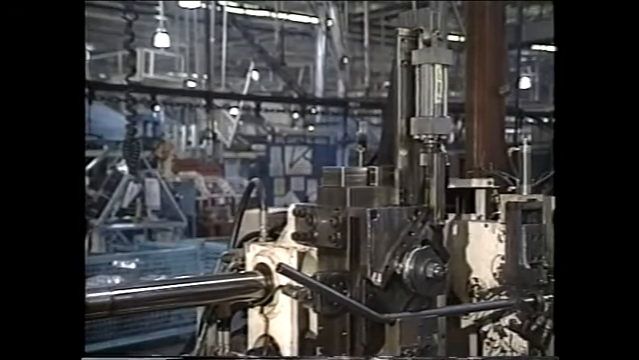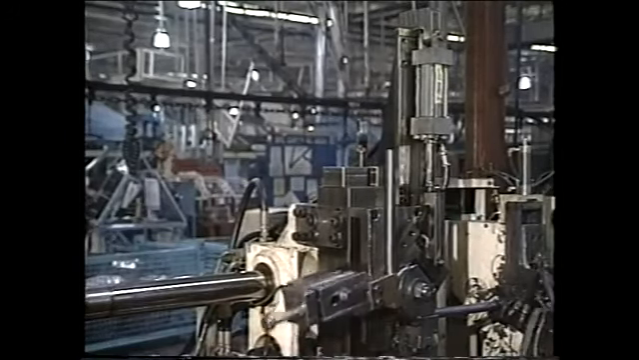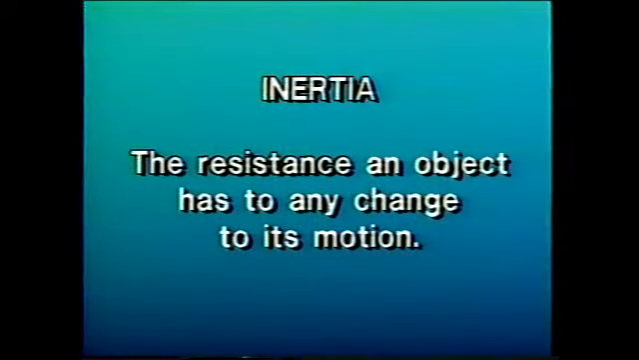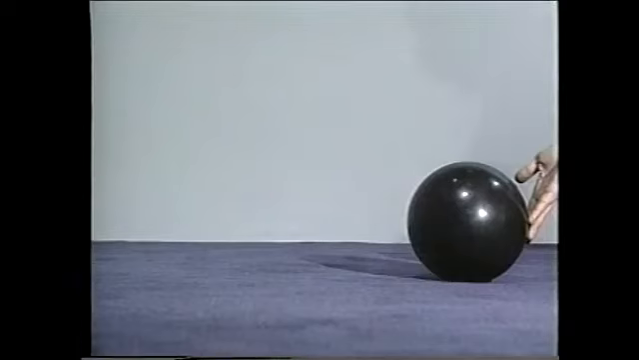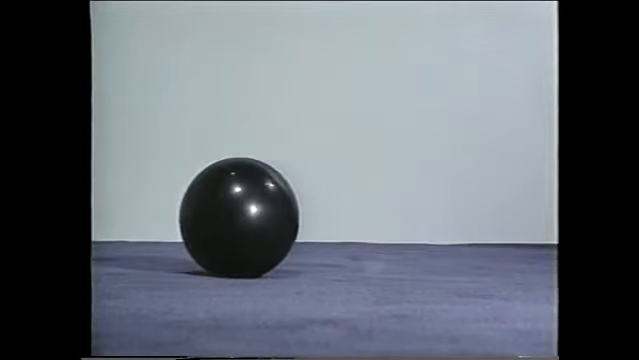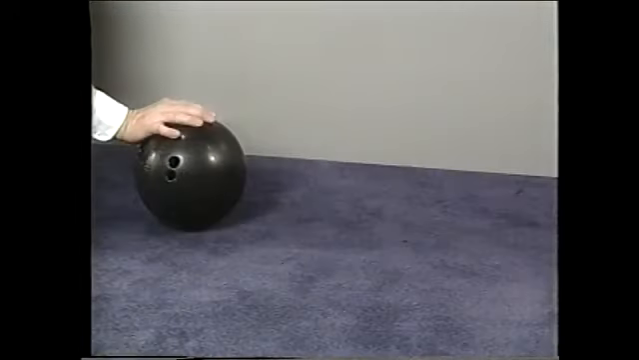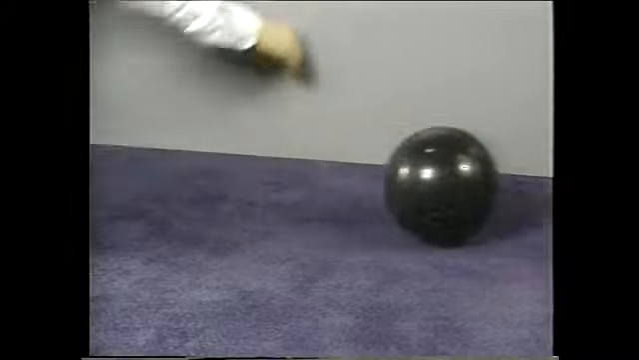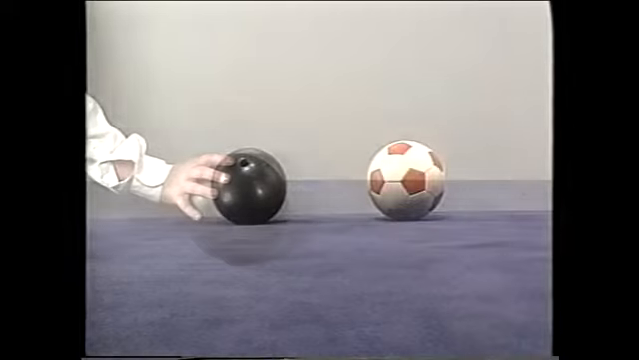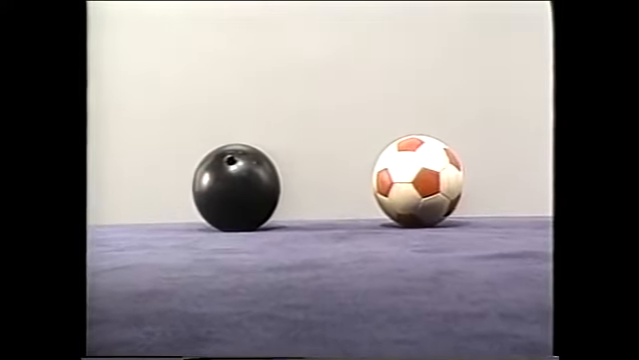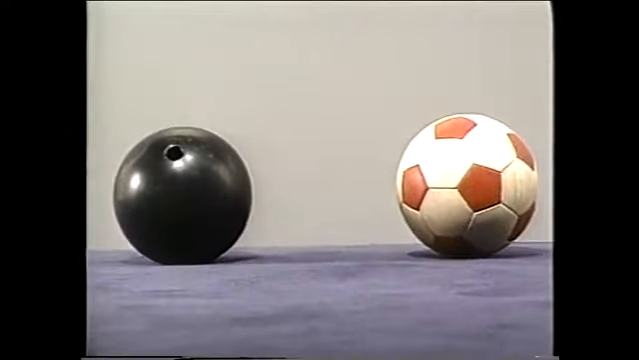That's because all objects exert a force of their own called inertia. Inertia is the natural resistance that an object has to any change in its motion. In order to get this ball moving, we have to apply enough force to overcome its inertia. How much inertia an object has depends on its mass. The heavier an object is, the more force it takes to start it moving, to change its direction, or to stop it once we get it moving. Since the bowling ball has more mass, its inertia is greater than that of the soccer ball.